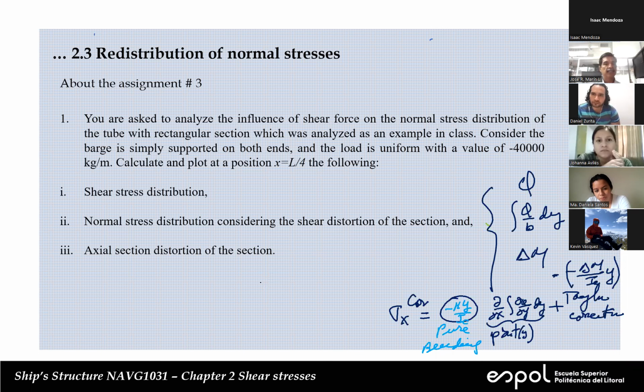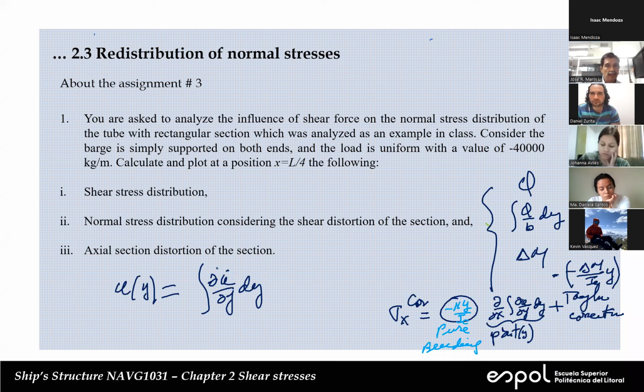Now, for this axial section distortion, this is something that we mentioned here. In general we need u, and we need to integrate du/dy dy. This du/dy is an approximation of tau divided by G, because we neglected dv/dx. So that's what you have, and this is the integral that we have here. You take this integral and simply evaluate it along many points of the section, and then you have to draw.